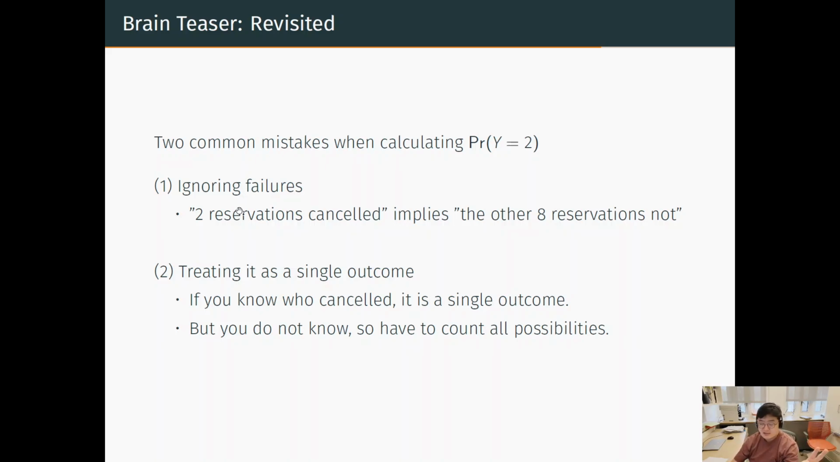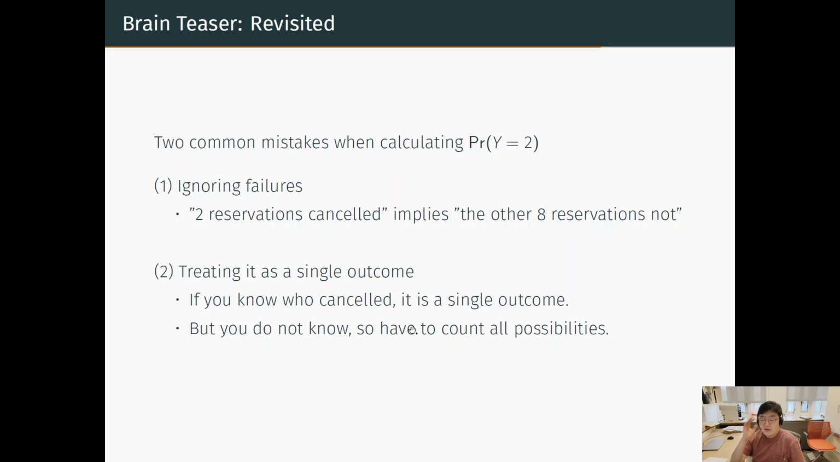There are 2 common mistakes. First, people ignore failures. Usually we say, what is the probability of 2 cancellations? Then you have to think about the other 8 not being canceled, right? So the other 8 are doing something in the background. You have to calculate their probability too. And second, it is not a single outcome, right? You have to think about different combinations. If there are 2 cancellations, you have to think about who canceled and who did not. So that is the kind of annoying part of this probability calculation.